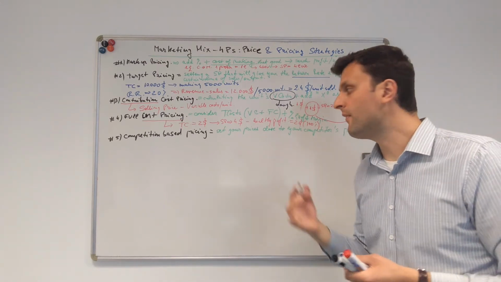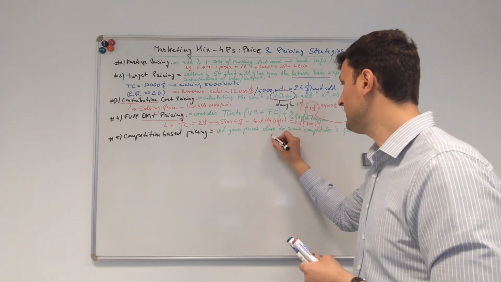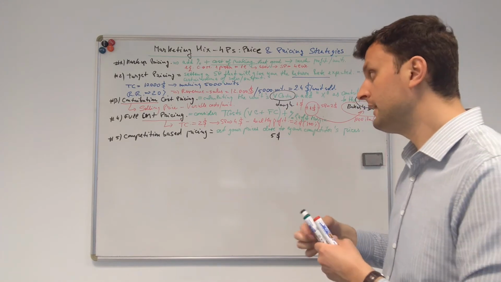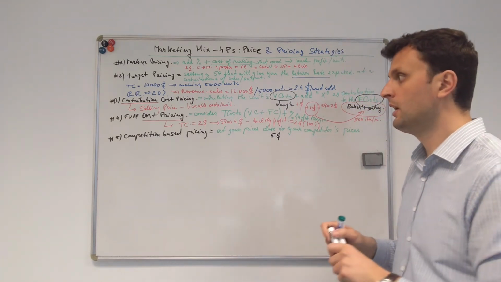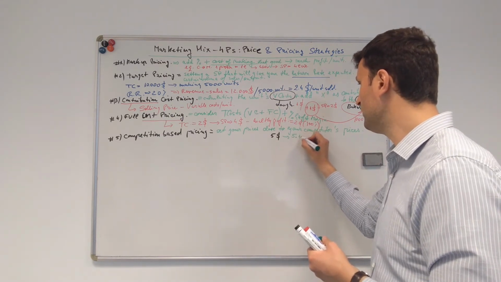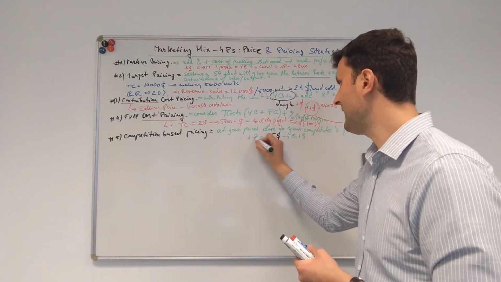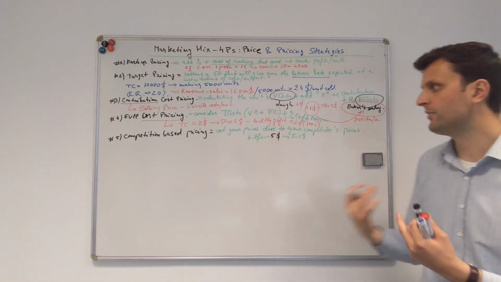Okay? So if I sell milk, and my competitor is at $5 for the gallon of milk, then in the spirit of competition-based pricing, I should be somewhere at 5.1 or at 4.9, so that I'm close to him and I stay competitive with my selling price.